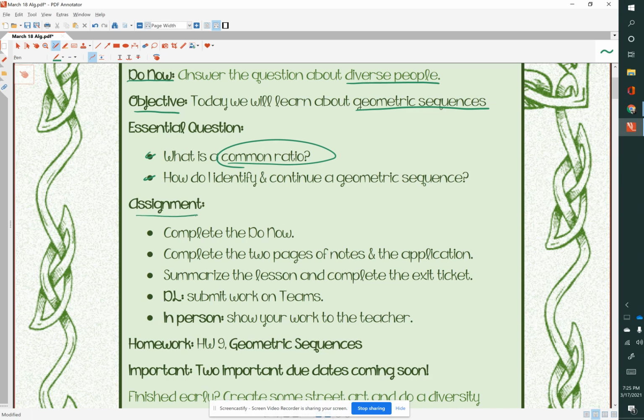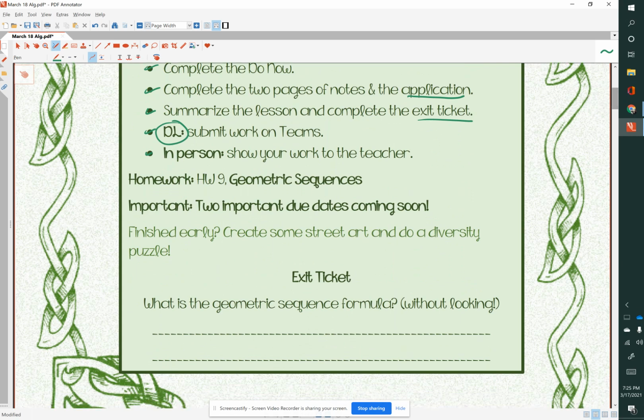Our assignment will be to complete the do now. We have 2 pages of notes and an application at the end. We're going to summarize the lesson and complete the exit ticket. If you're a distance learner, you need to submit photos of your work in Teams. If you're in person, you can just show me your work. So tonight you'll do homework 9, geometric sequences. And we have 2 important due dates coming up. One is the interactive notebook and then our unit test.